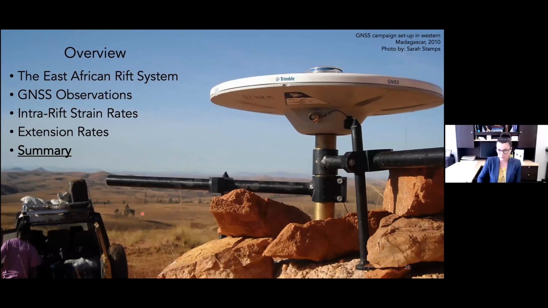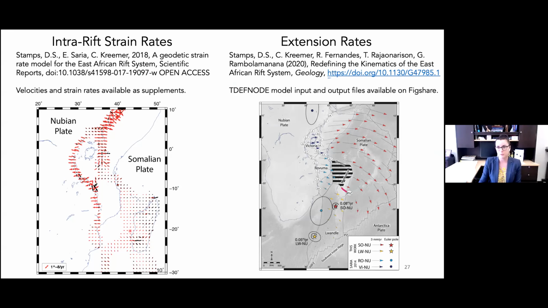So to summarize, I'm going to leave you with these references here of the work that I presented. This is the strain rate model, which is available open access, and it has all of the velocities and strain rates available. And then the extension rates, I made all of the model input and output files open access, and it's published in Geology as well. Okay, that's all, I'm finished.